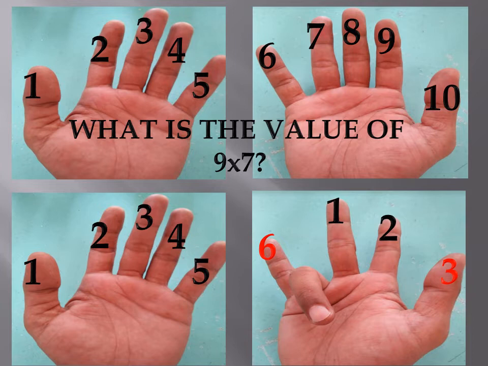And as we can see, there are 6 fingers before the 7th finger or the closed finger. Then we have another 3 fingers right after the 7th closed finger. Joining them together, 6 and 3, we have 63. Thus, 9 times 7 is equal to 63.